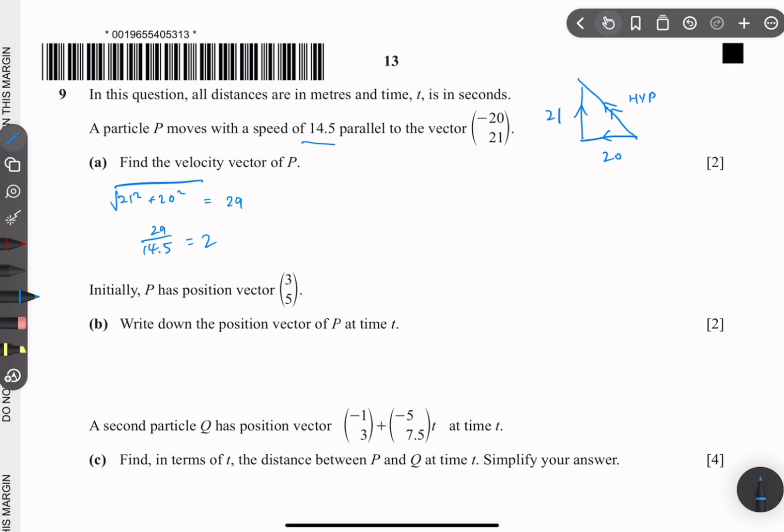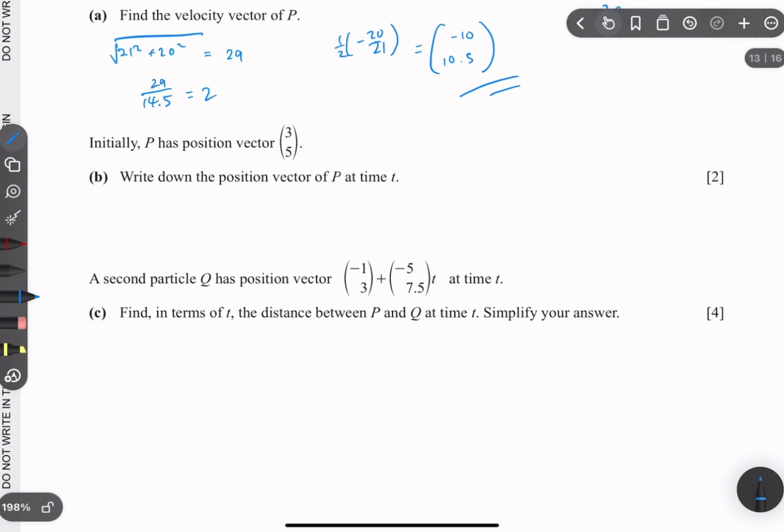So this means that the vector is actually 2 times the speed, 14.5. So to find the velocity vector of P, you halve the vector like this. And so you can represent it like this. And this is the final answer.